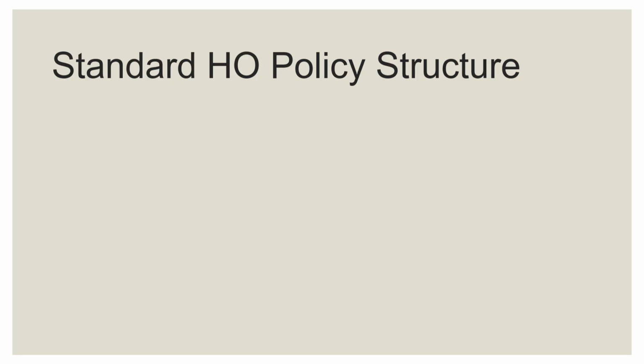Homeowners policies contain two sections of coverage. Section 1, Property Coverages. Coverage A, Dwelling, covers the main structure and attached elements like a deck or garage.